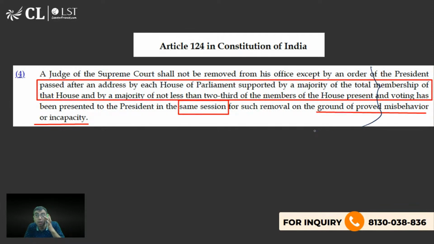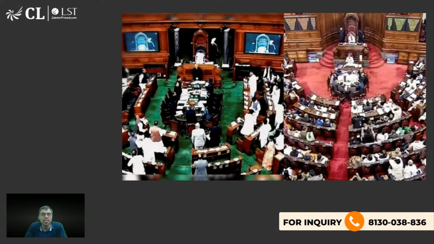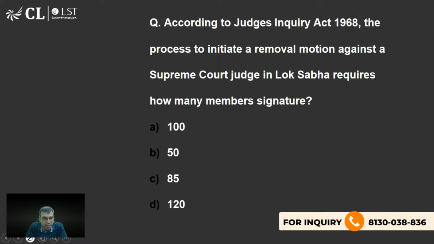This is written in 124 clause 4 about removal of a Supreme Court judge. But what is the complete process? That complete process is actually mentioned in the Judges Inquiry Act.